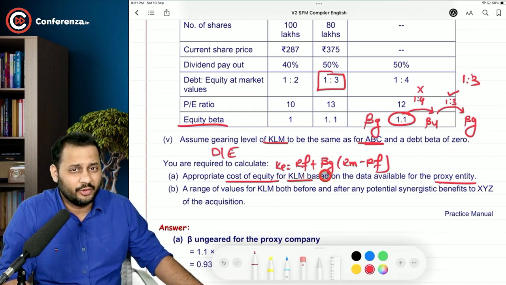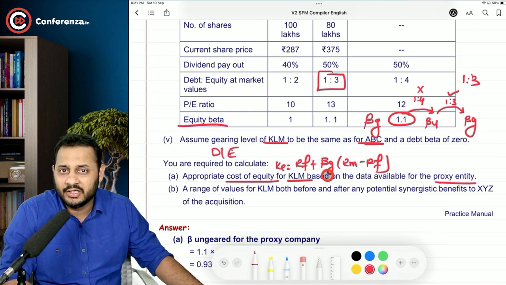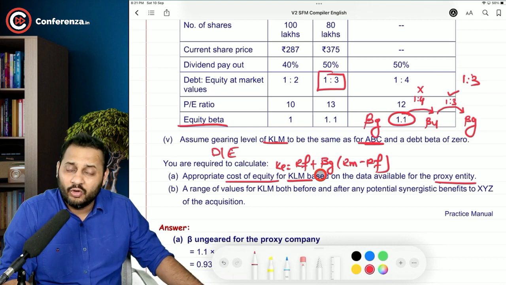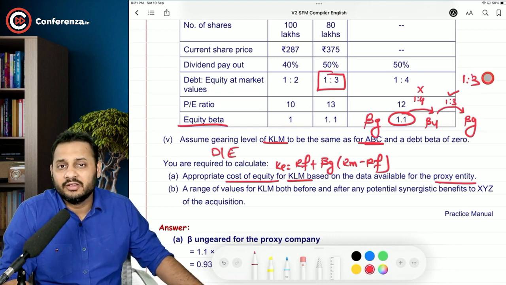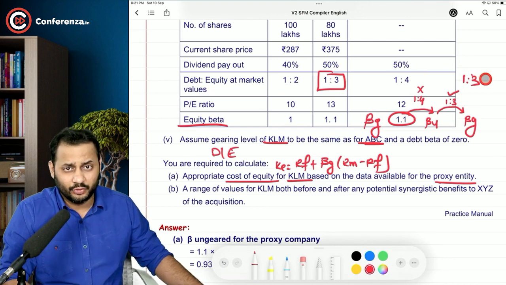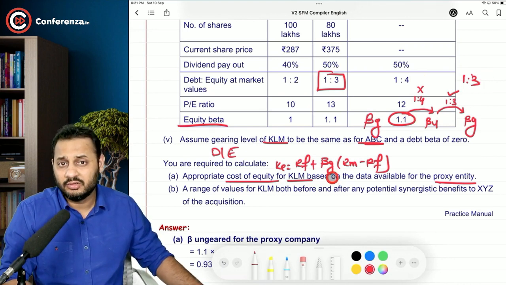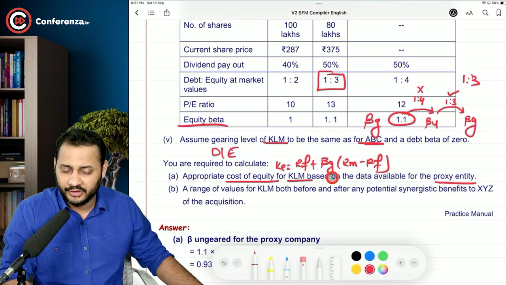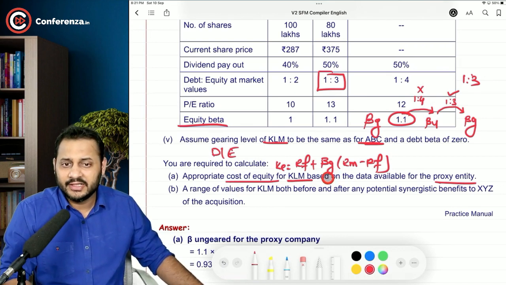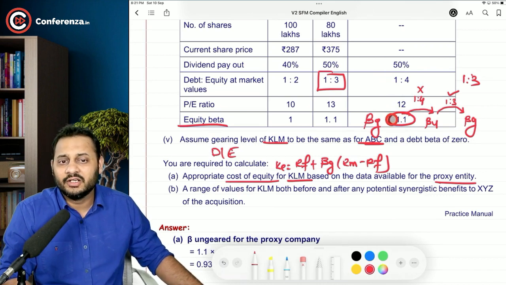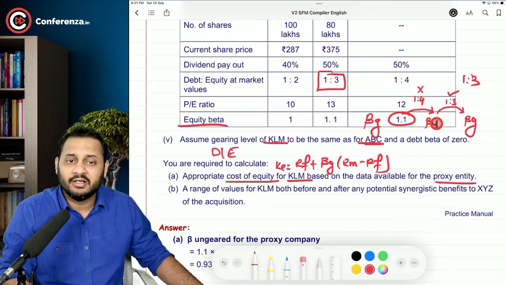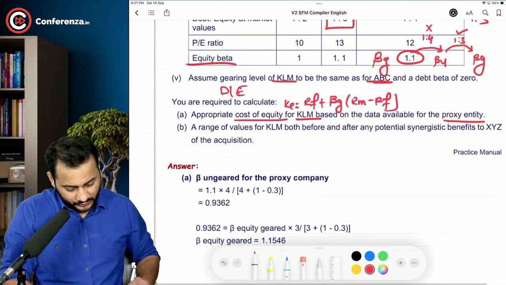Now, the first question that you can ask is, why do we need geared beta for calculating the cost of equity of KLM? Geared beta is required always if we have debt in the company. If we have zero debt in the company, then we will use the ungeared beta or asset beta. Okay. So it's very clear that we need geared beta. But this 1.1 of the geared beta cannot be used because it includes the 1:4 debt ratio. So let's convert the geared beta to ungeared and then ungeared back to geared.